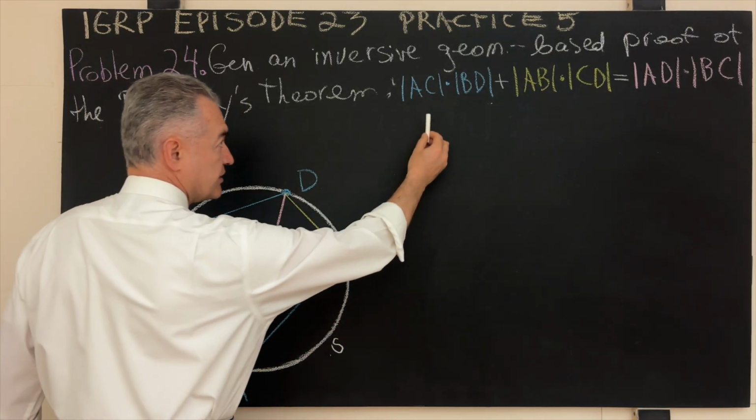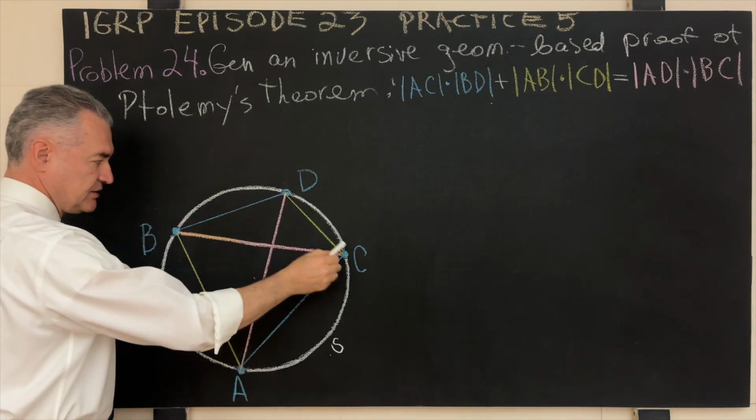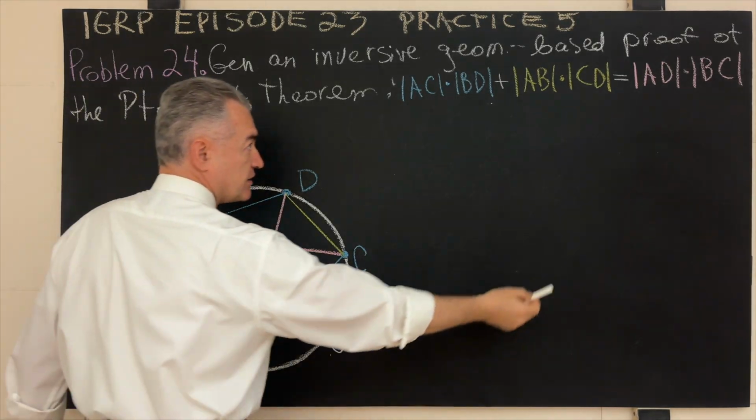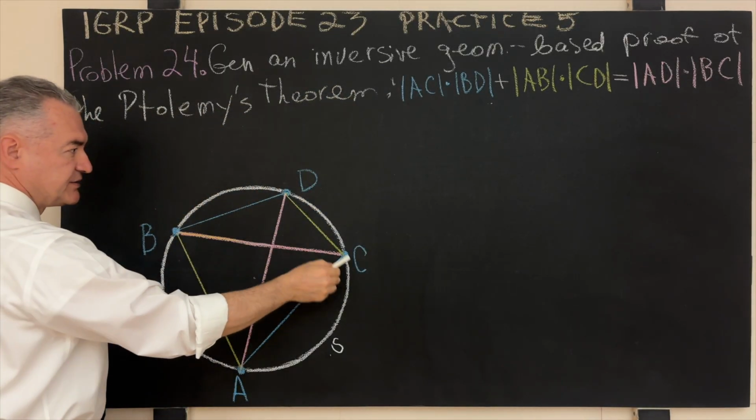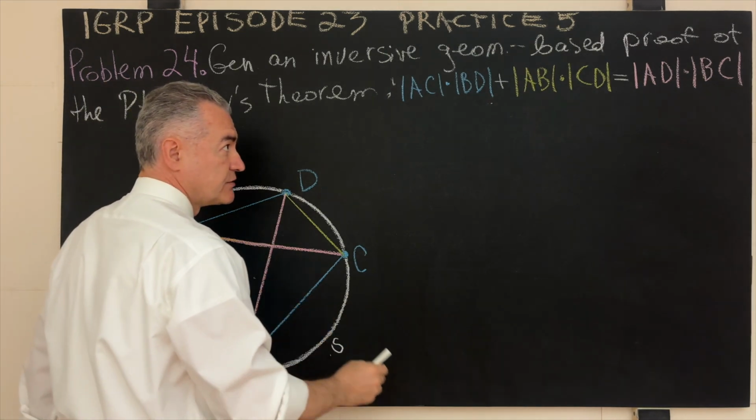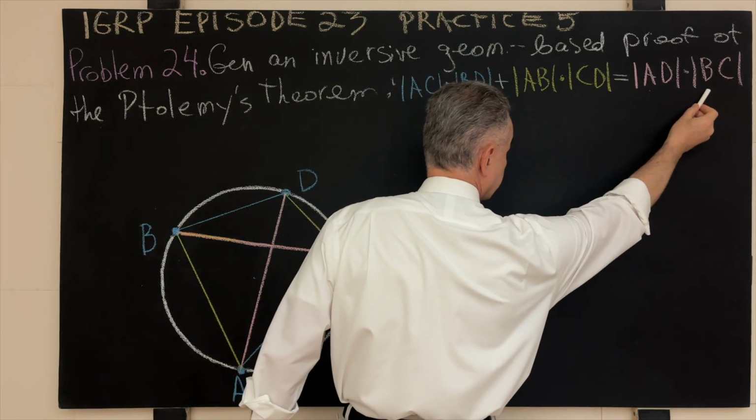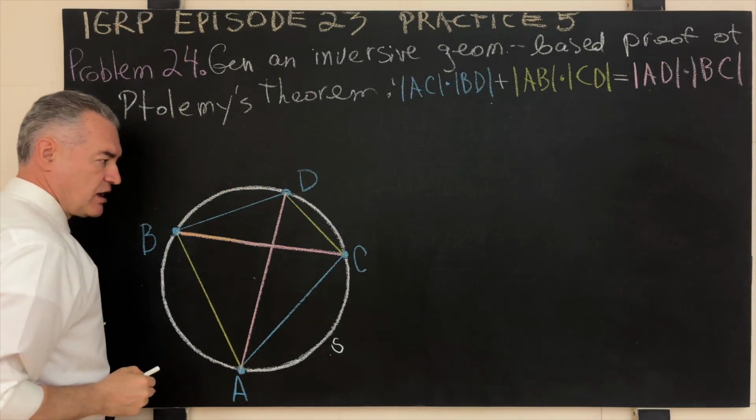For example, the sides AC and BD are shown in blue. The sides AB and CD are shown in olive green, and the diagonals AD and BC are shown in pink.